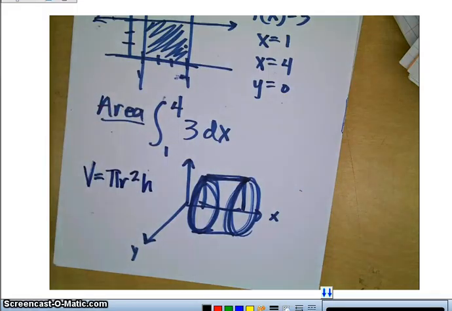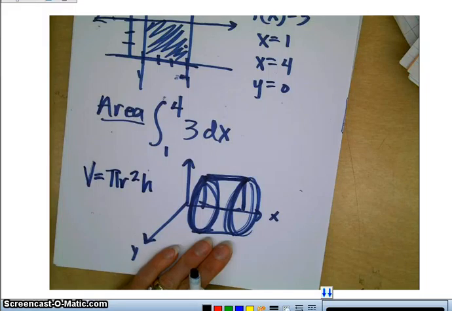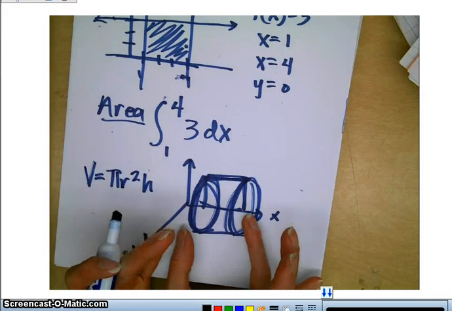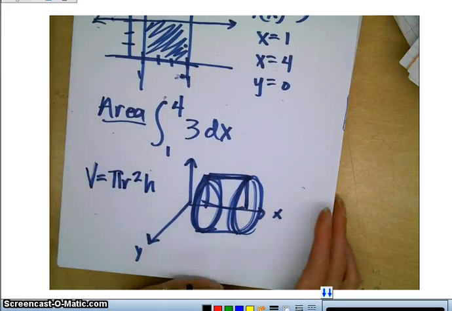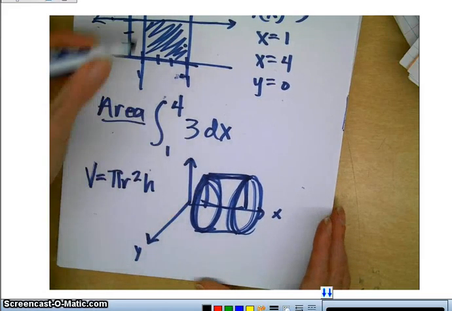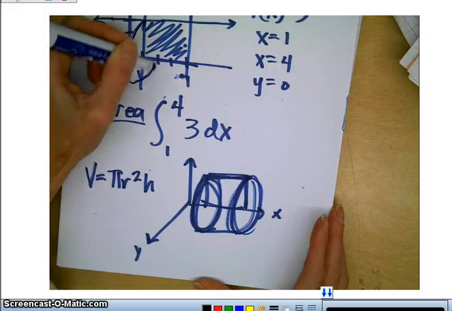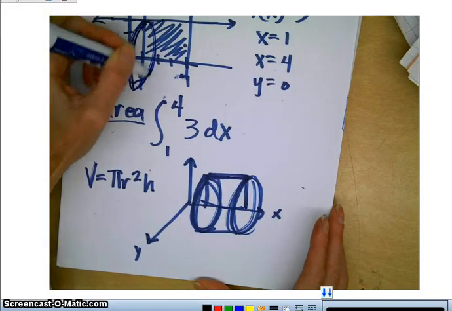Pi r squared h. All right, and actually this is what they refer to as a disk. This shape here, now I made it bigger than what their disks are, but their disks would be like taking one little teeny tiny slice of this. Okay, one little slice of this.